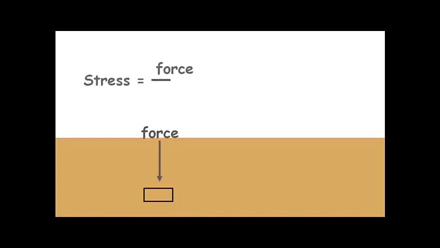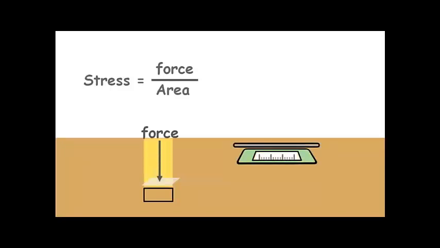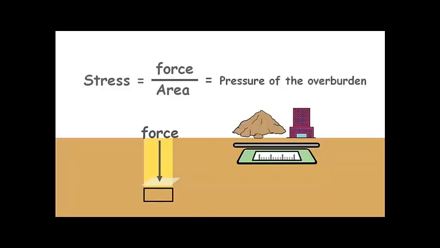Total stress on an element in the soil is equal to the force on that element divided by the area of that element over which the force is acting. Force on that element is the weight of everything above that element, which includes soil own weight and weight of overlying structure if present. We can understand this stress as the pressure of overburden.